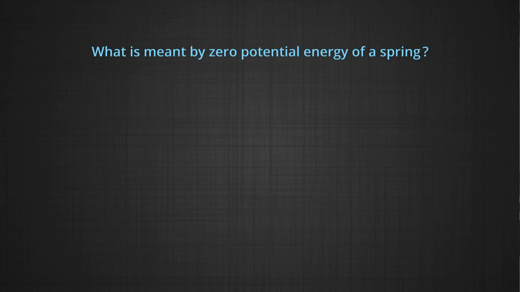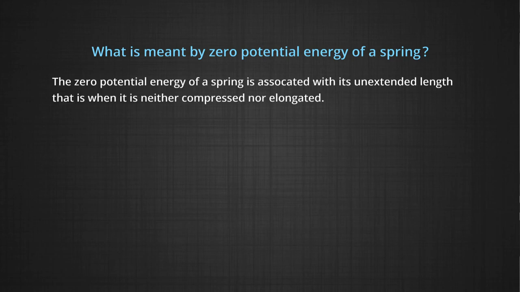What is meant by zero potential energy of a spring? The zero potential energy is associated with its unextended length. That means when it is neither compressed nor elongated. This is its zero potential energy. And as we have said, we have to have a reference for zero potential energy.